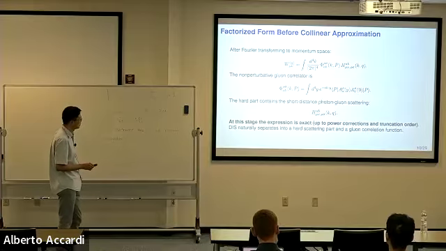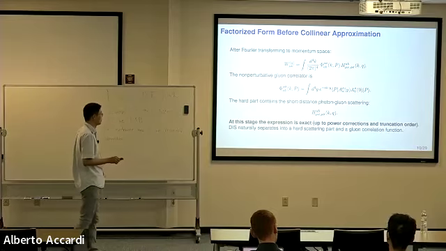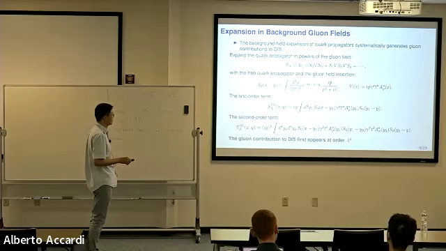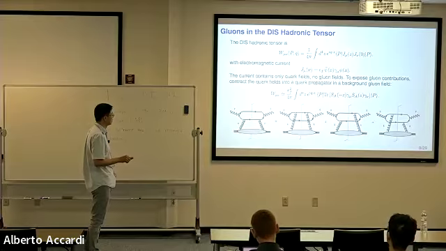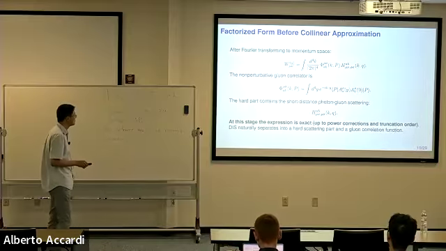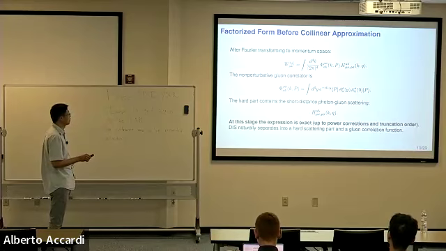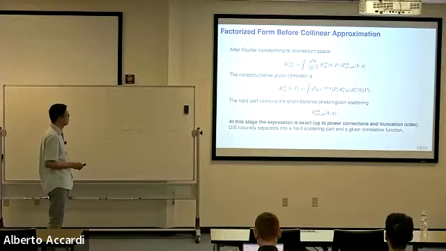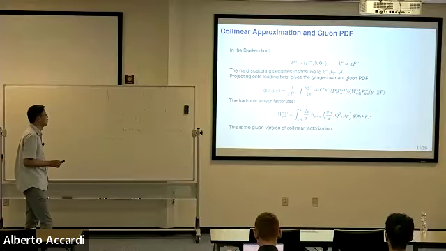I didn't give the explicit expression. It's not relevant to the discussion now, but you can imagine there's some expression for this hard scattering part. At this step, it's just like in the case of the quark contribution: all four components of your momentum are convoluted between these two factors, and then you can do the similar manipulation, the so-called collinear approximation.